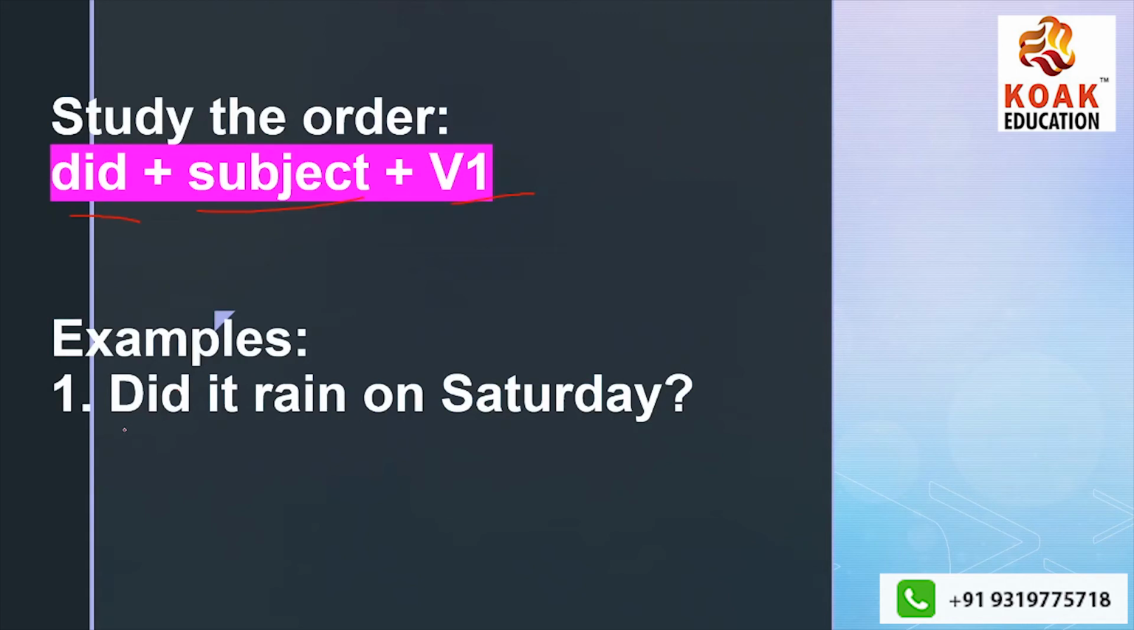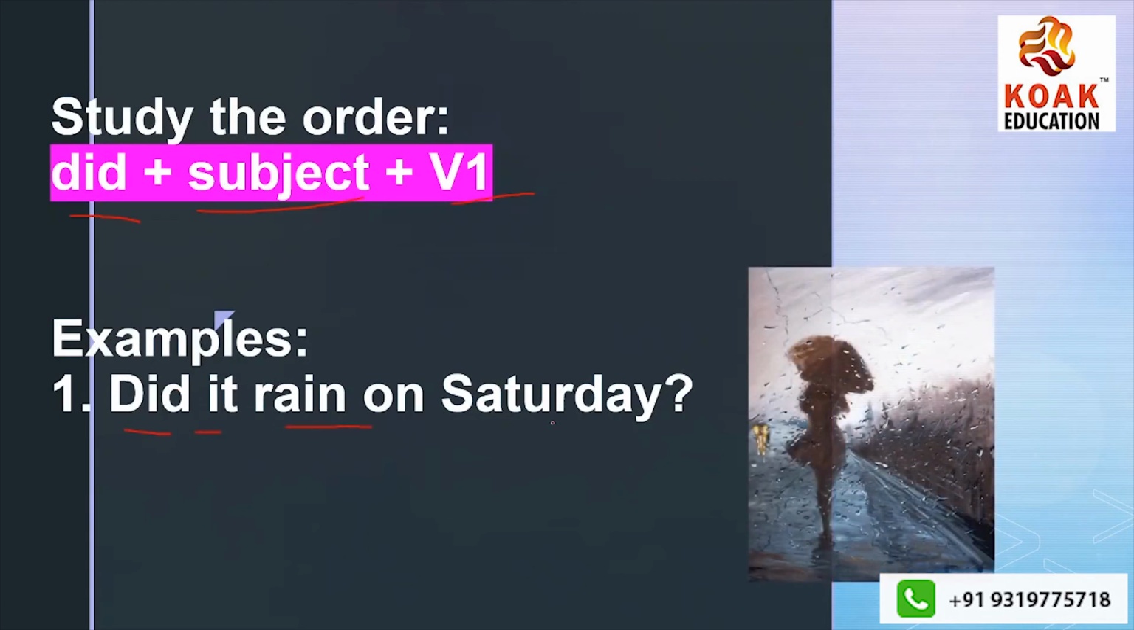For example, did it rain on Saturday? It seems that yes, it did. It rained on Saturday. I'm telling you the answer also, because if a person asks you such questions, you should be able to answer or reply. So generally, sentences or questions beginning with do, does, did are yes or no questions.